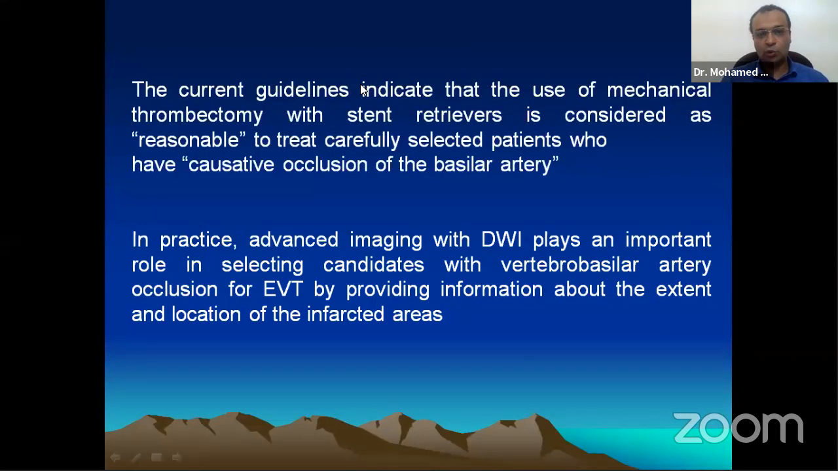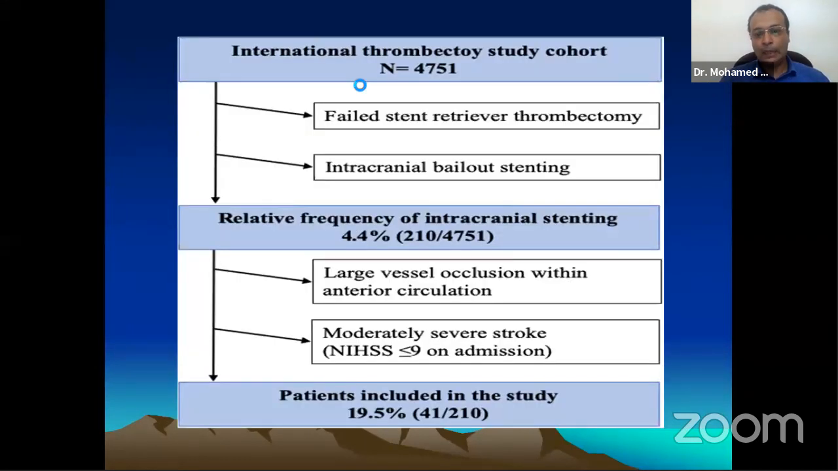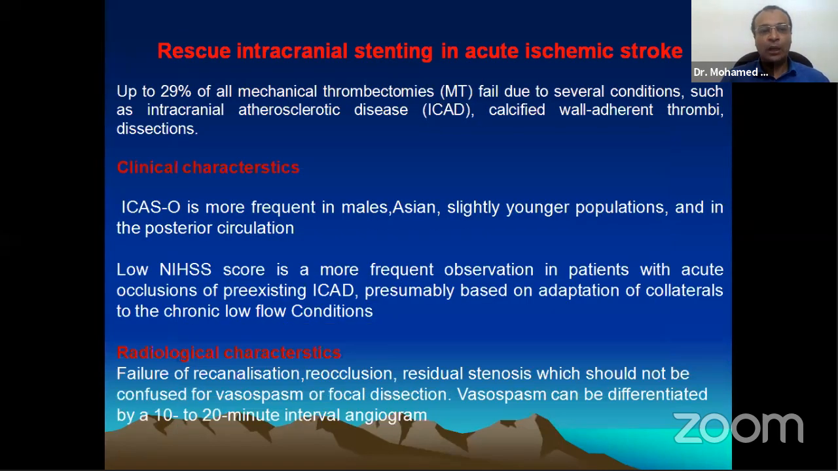This is the acute basilar occlusion. A very important subject is the presence of intracranial stenosis, atherosclerotic stenosis, and thrombus in acute occlusion. 44% of the present acute occlusions have intracranial stenosis. Clinical characteristics: mostly young age, and they also present with low NIHSS, mostly low because of the collateral circulation, because of the underlying stenosis.